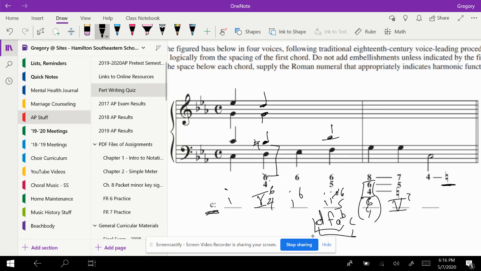And then it's giving you 4 natural. This indicates that we have a 4th above the bass, which is F, resolving down to the 3rd above the bass, which is actually a natural note.